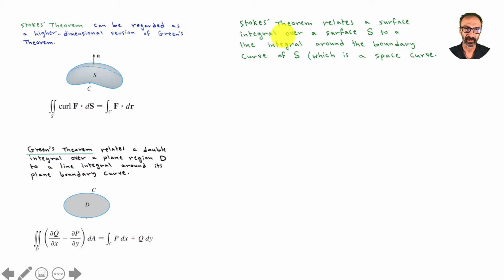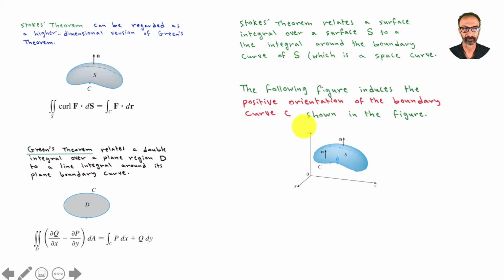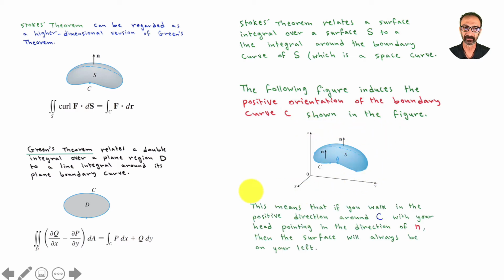Stokes' theorem relates a surface integral over a surface S to a line integral around the boundary curve of S. See this right here? This curve C is the boundary curve of S, which is a space curve. The following figure induces the positive orientation of the boundary curve C, shown in the figure right here.